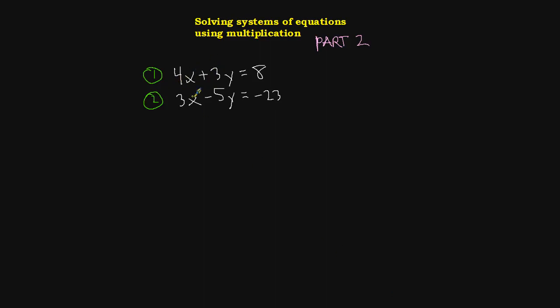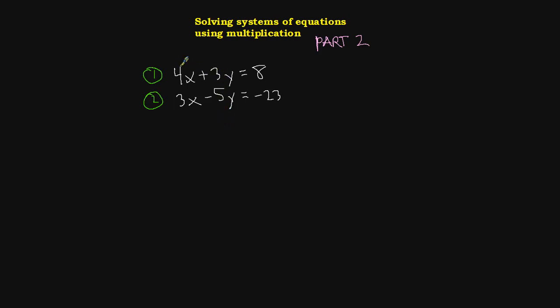Okay, this system is going to be way more interesting. We still want to solve this system by either eliminating x's or eliminating y's. But again, if we add together 4x and 3x, we don't get 0x. And if we subtract, we don't get 0x. 4x minus 3x is x, not 0x. We can't add these two together. 3y plus negative 5y, that doesn't get us 0y.